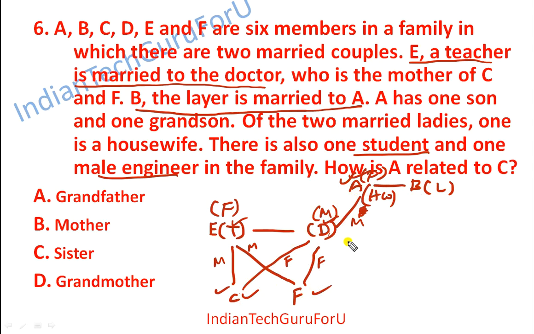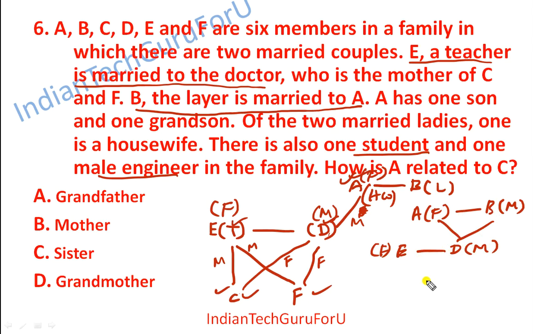B must be grandfather to C as well as F. E is the mother of C and F. D is the father of C and F. So this is the entire family tree. So let me write here. Initially A female, B male. These two are the family, and D male. D is the son of both A and B, and D is married to E.